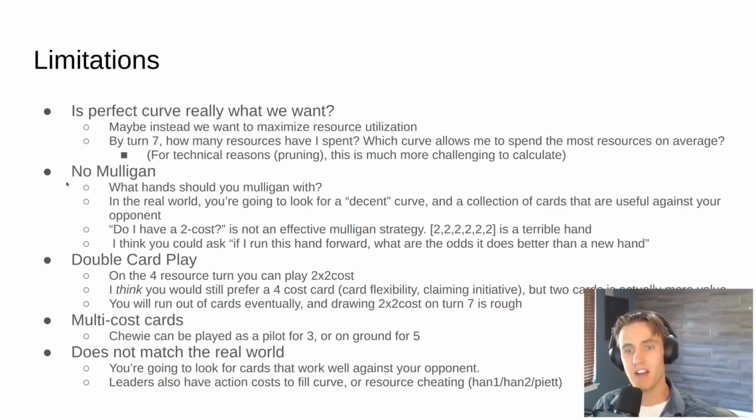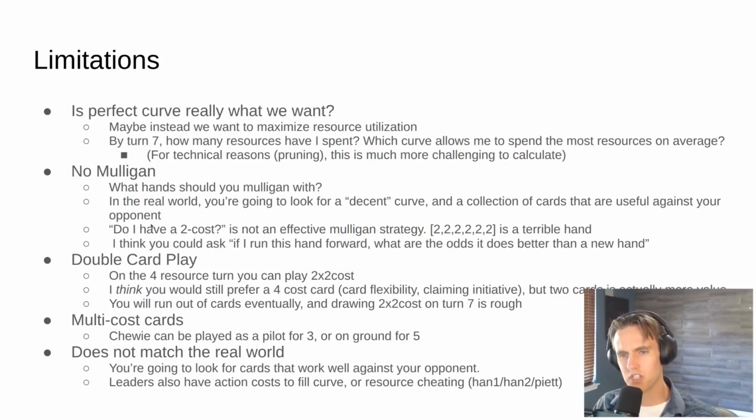It's tricky. The other thing I don't take into account is mulligans. Again, kind of tricky. I think I have an idea of what an optimal mulligan strategy should be. But in the real world, you're going to look for a decent curve in your hand, but you're also looking for cards that are useful to go against your opponent with. Like if you're playing against an aggro space deck, you're going to want something that deals with space, if you think that they're going to win the race.